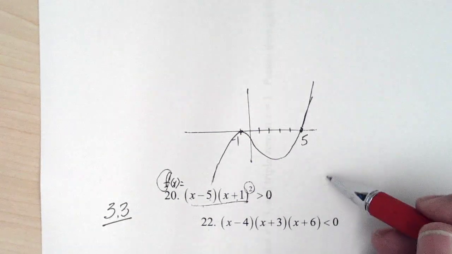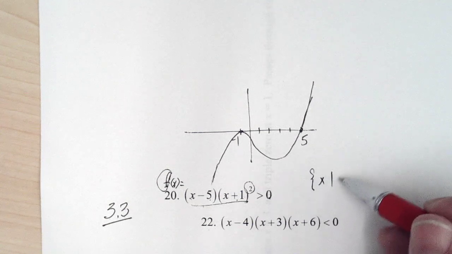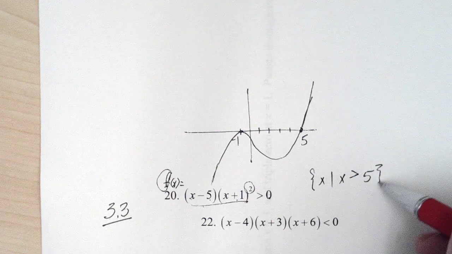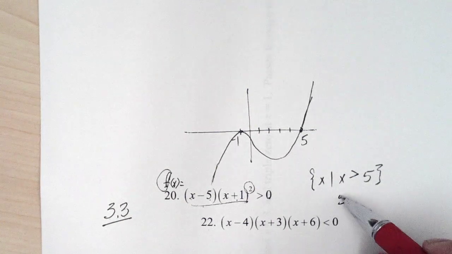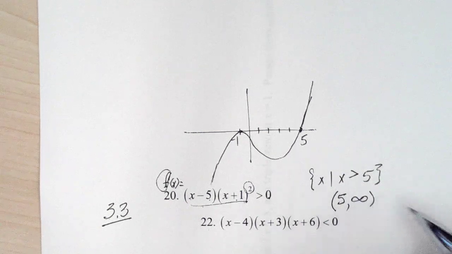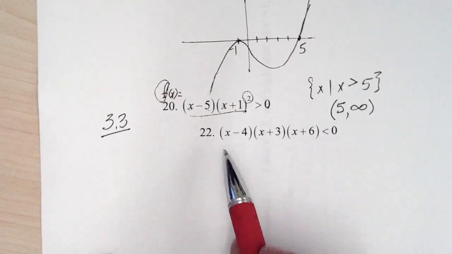So the solution to this would be the set whose elements are numbers such that the numbers are greater than 5. Or in interval notation, 5, not including it, to infinity. Okay? All right, now let's do 22.